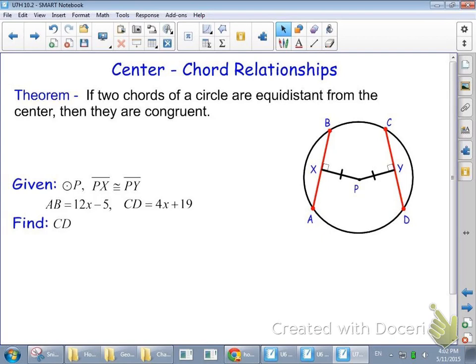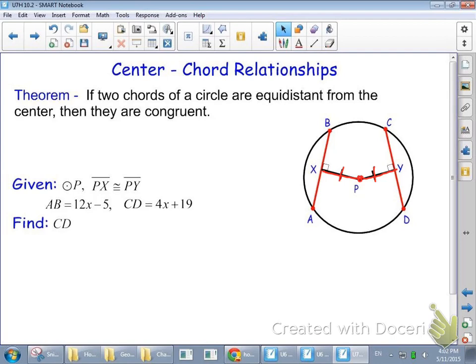slide. We're going to talk about the center chord relationships. Our theorem states that if two chords of a circle are equidistant from the center, then they are congruent. Okay, so what does this mean? If two chords are equidistant from the center, that means that from the point P to the chord, the distance there is going to be the same from P to X as it is from P to Y. And therefore I have my congruent marks there.